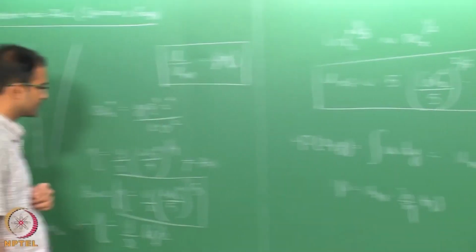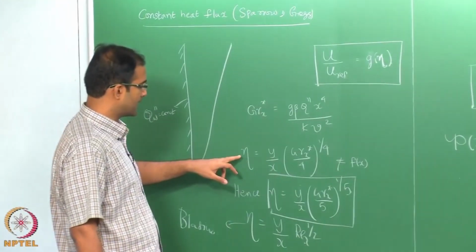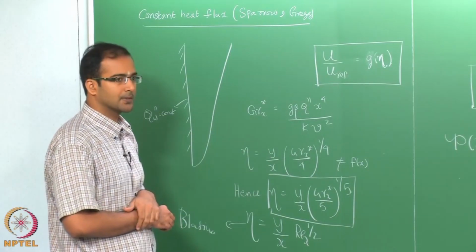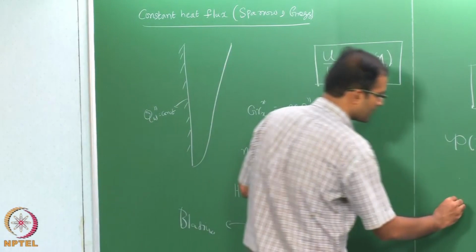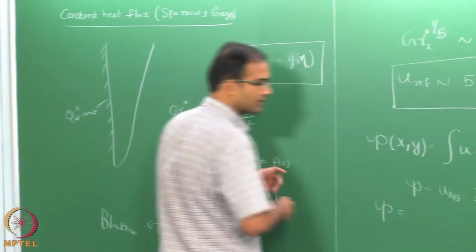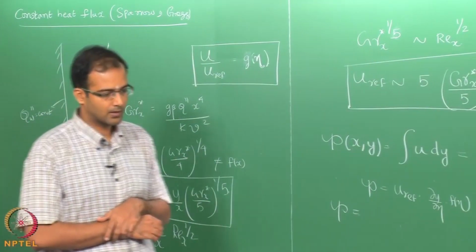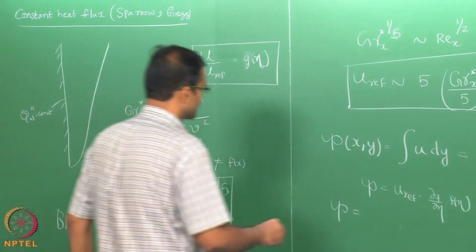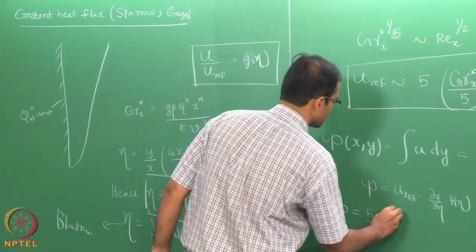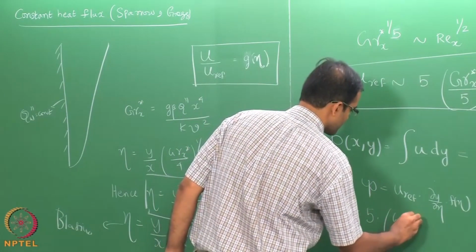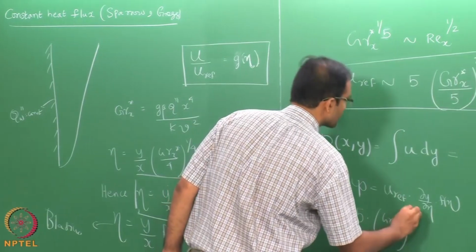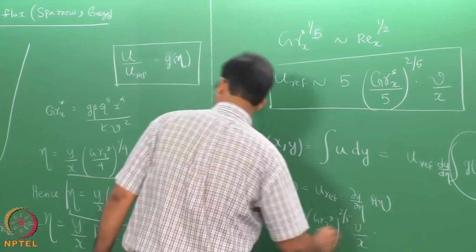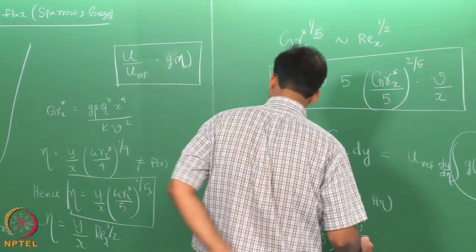So we know dy by d eta in terms of Grashof number, and u reference we have also calculated. So substitute and tell me what will be the function psi in terms of the modified Grashof number. What is dy by d eta?